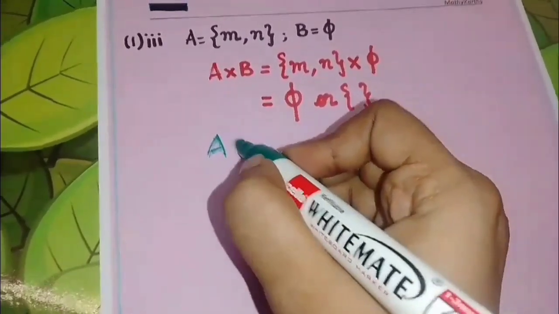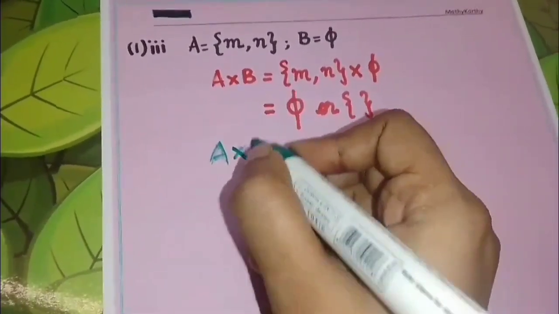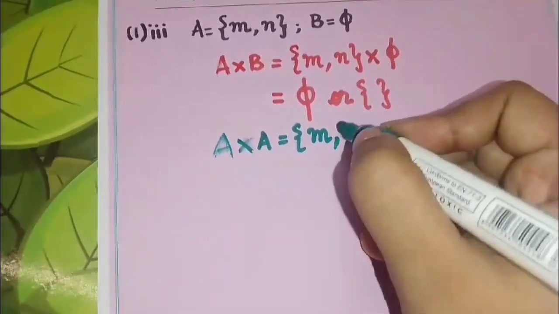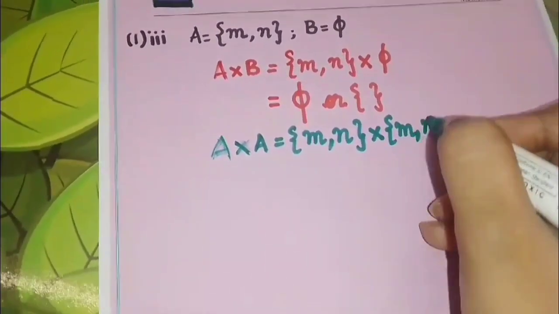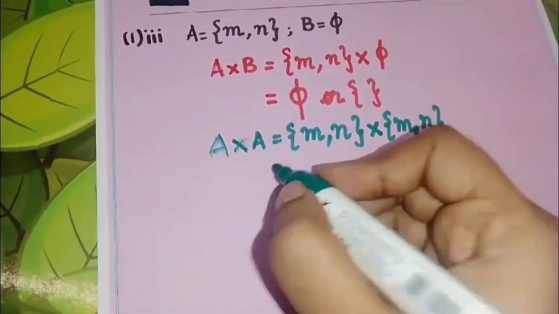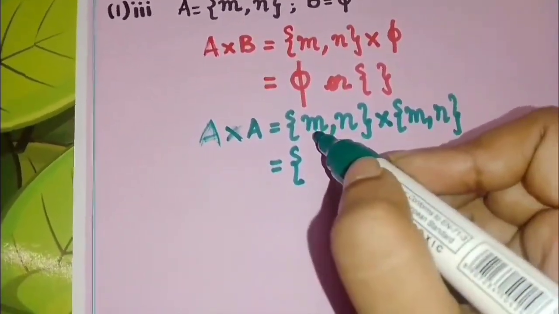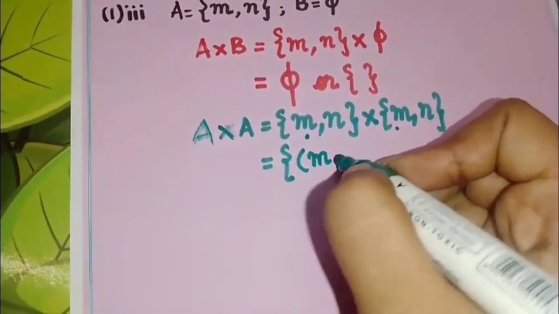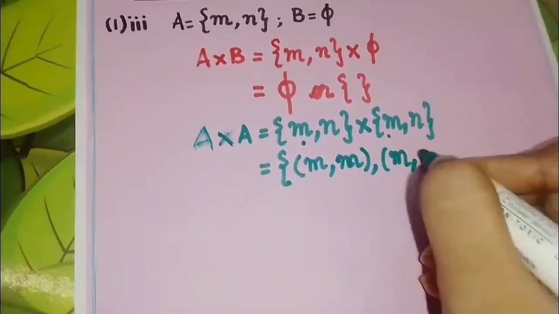Now let us find A cross A. A cross A is nothing but the set containing the elements M and N, which is going to cross with M and N all over again. So the cross product of A with itself. We know how to form the cross product. First we'll pair with the element M. So it is nothing but M comma M and M comma N. So our first two ordered pairs will be M comma M and M comma N.